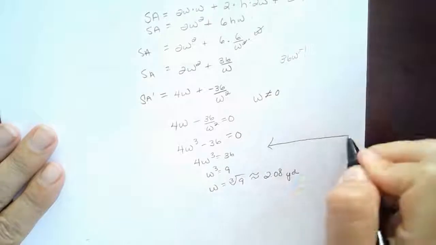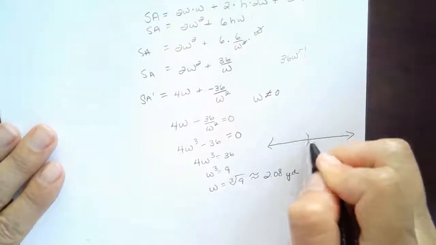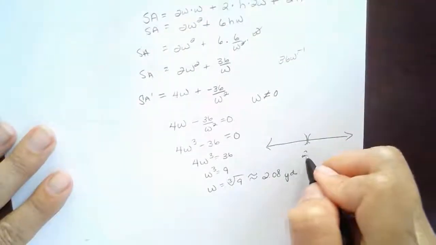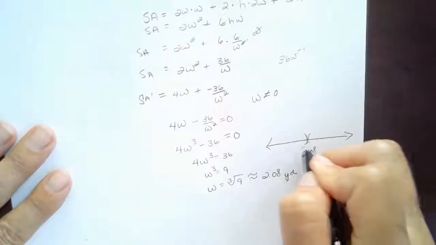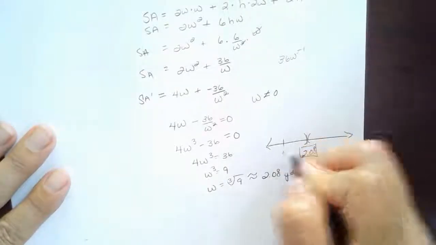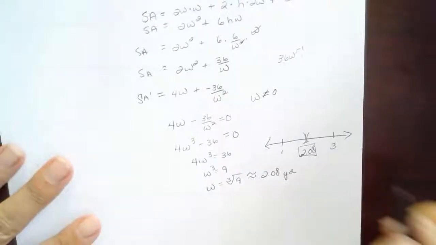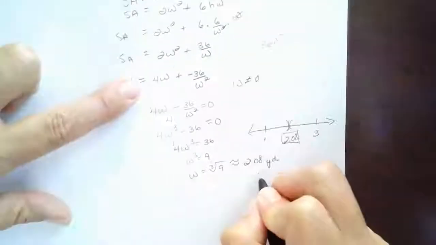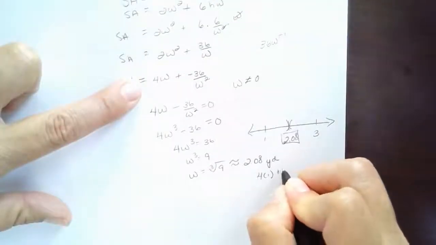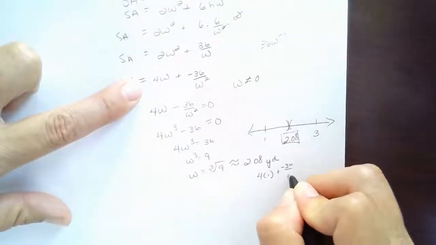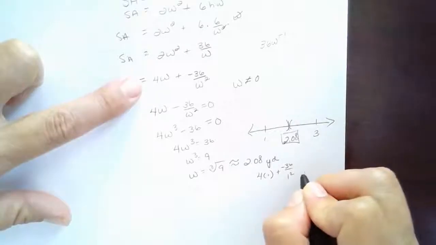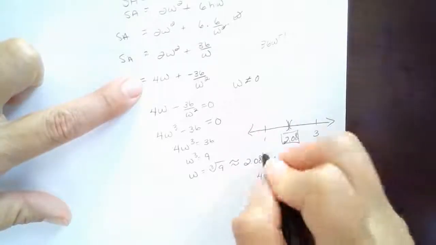Let's go ahead and use our first derivative test to figure out if it is local max or local min. We're going to go ahead and use maybe 1 and 3 for test numbers in our first derivative. So, it'll be 4 times 1 plus negative 36 over 1 squared. This is negative. This is like negative 32, which means it's decreasing on the left.